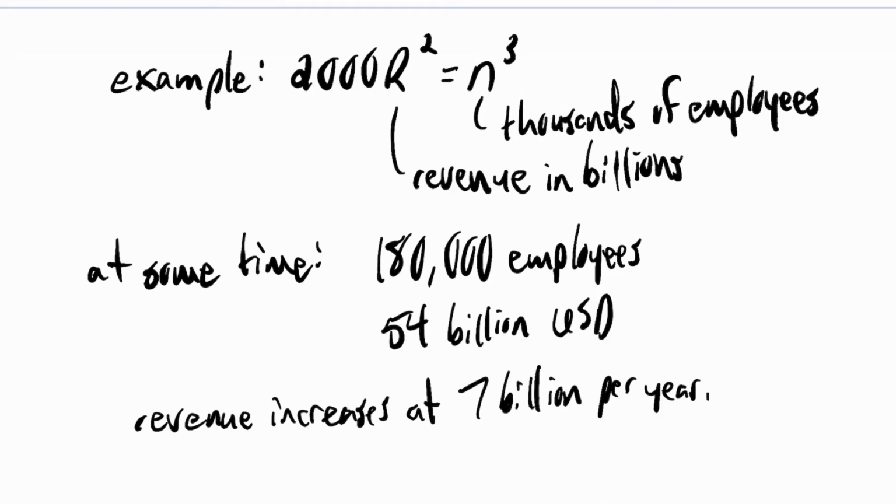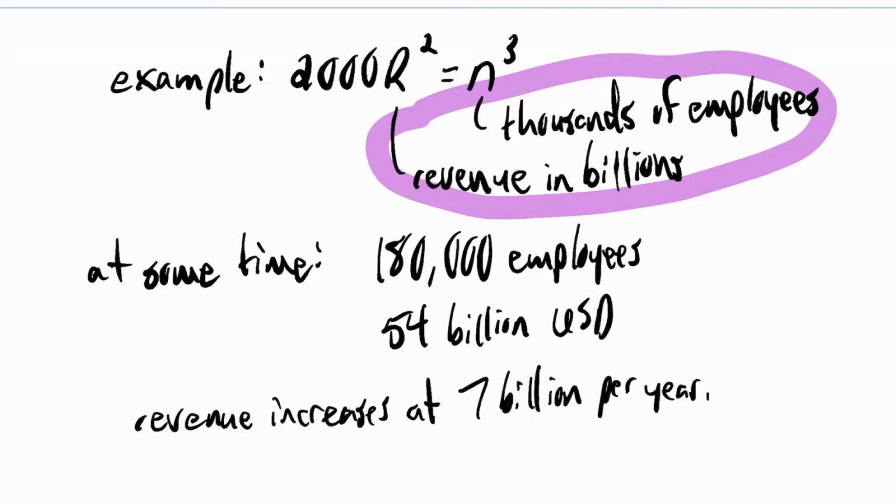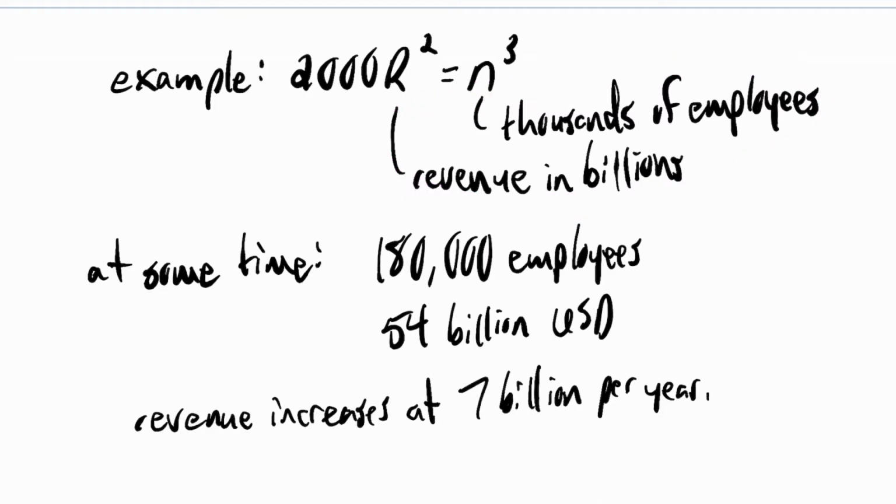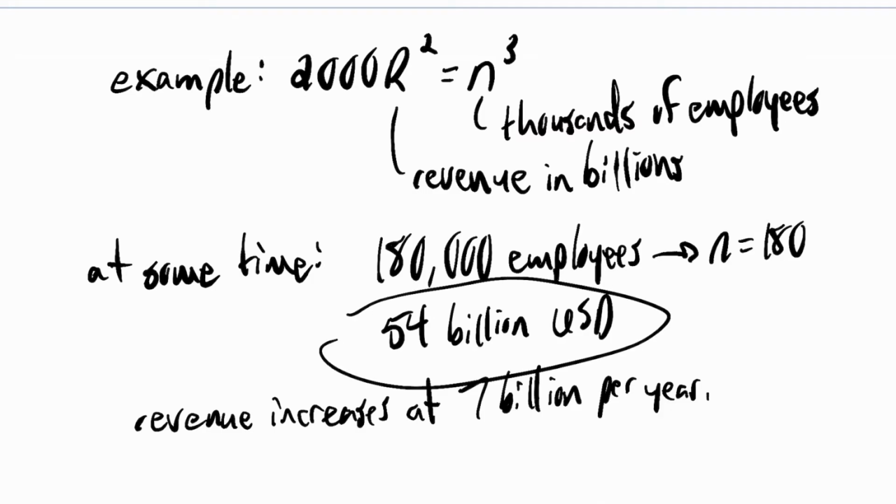Well, we need to interpret these numbers given that these variables are in terms of multiples of employees and multiples of dollars. n equals 5 is not 5 employees, it's 5,000. So here, where I have 180,000 employees, if n is in thousands, that means that n is 180 in that case. If I don't handle these numbers correctly, I won't get the right result. The 54 billion, well, since r is in terms of billions of dollars, that means that r is 54.